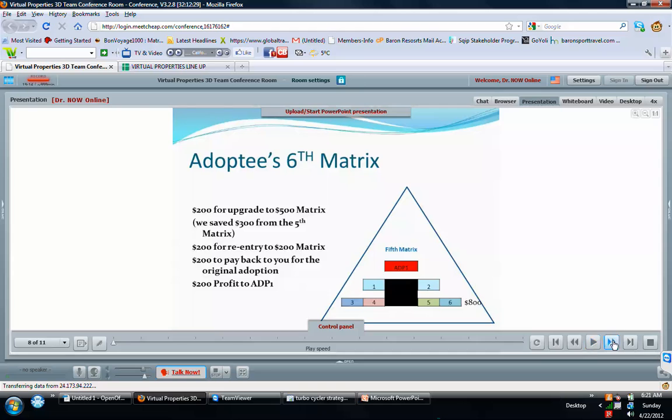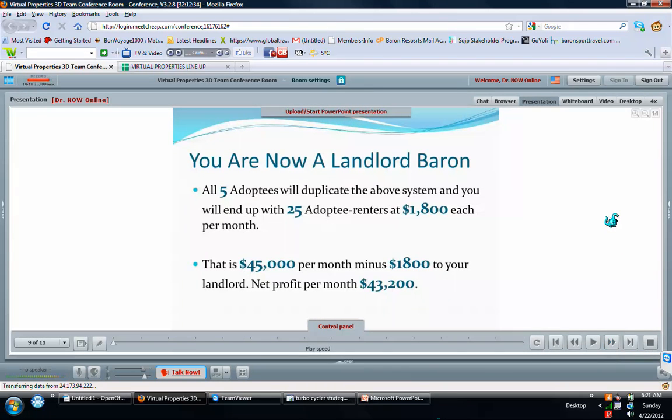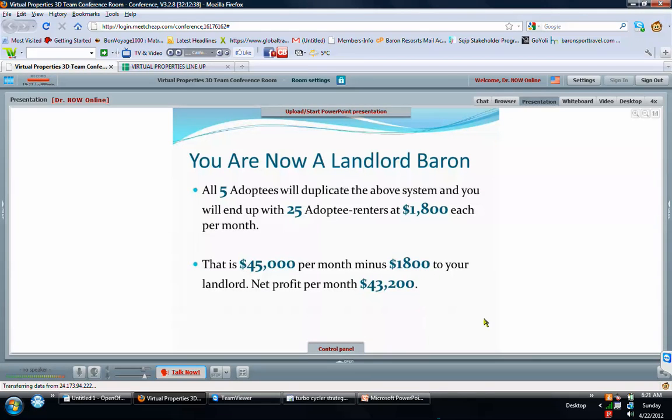Next, the following thing will happen now. You are now a landlord baron. Not just a landlord, you're a landlord baron, because all 5 adoptees will duplicate the above system, and you will end up with 25 adoptee renters. 25, because you got 5 that will then give you 5. So that's a total of 25. And it cannot be stopped, because everybody will duplicate.